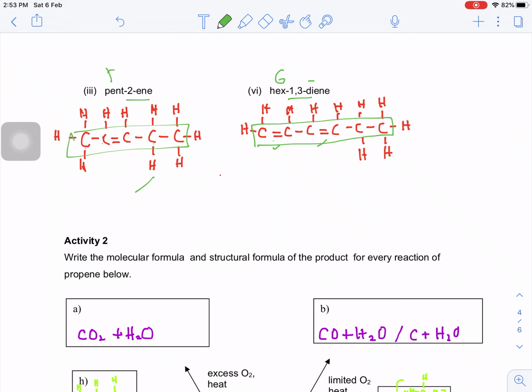So, kalau kita tengok sini, 1, 2, 3, 4 cukup. Each carbon cukup. So, perfect. Okay.